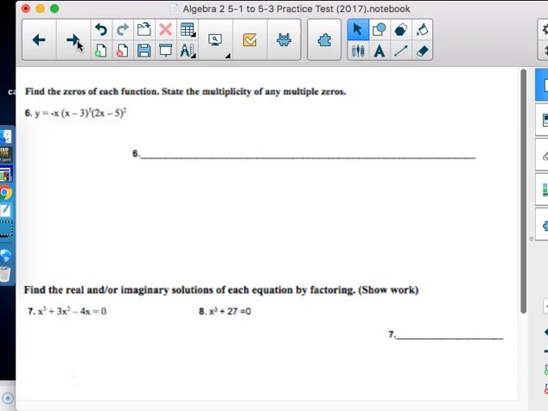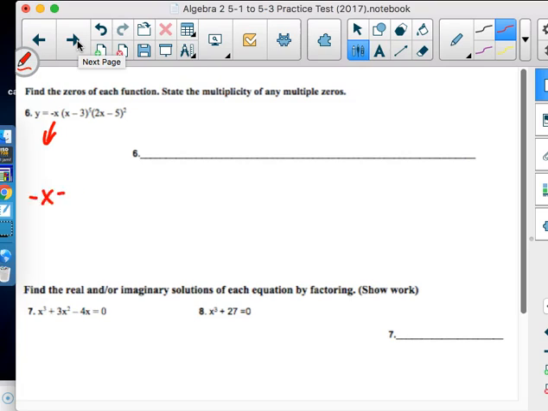Find the zeros of each function. State the multiplicity of any of the multiple zeros. Well, it's already factored for us. How helpful is that? Negative x out in front, what is it? It is 0, even if there's a negative, right? Negative x equals 0, you divide both sides by, well, in fact, let me write it down in case somebody's thinking, well, isn't that going to change it? No, it's not going to change it. It's still going to be 0.